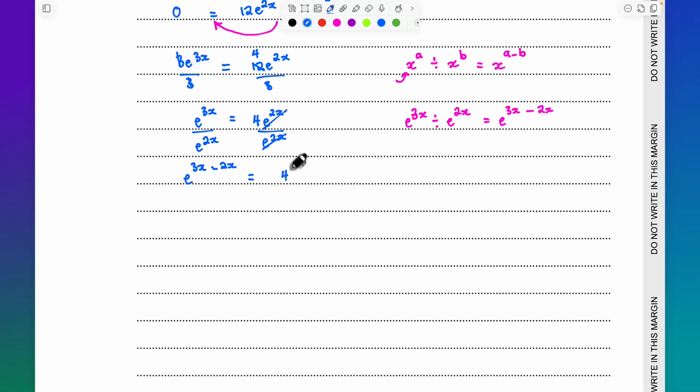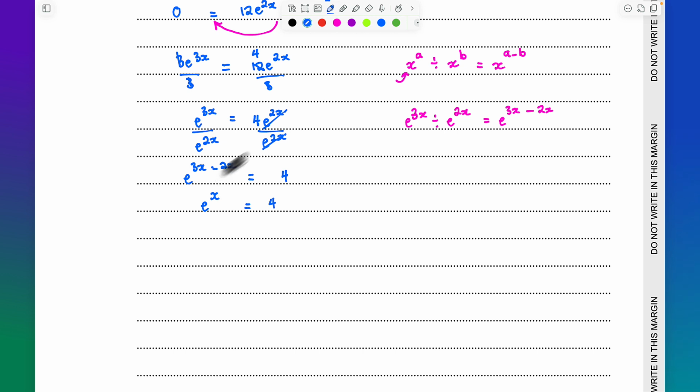So that's going to be equal to 4, because remember your e to the power of 2x cancelled over here. So 3x minus 2x gives you x. That's equal to 4. Okay. Again, our goal here is to make x the subject of the formula.